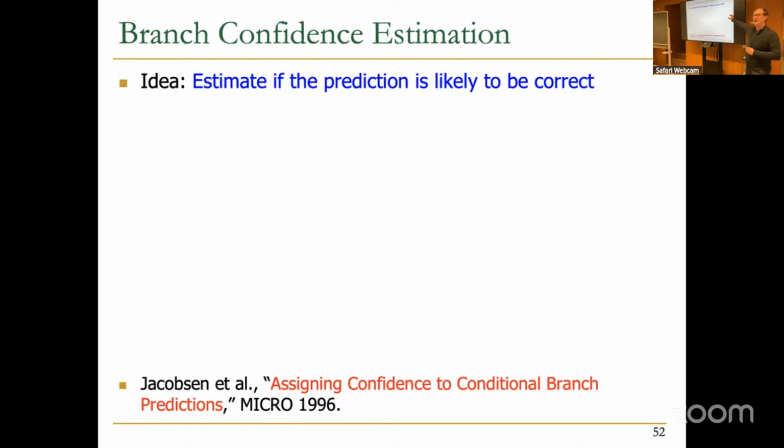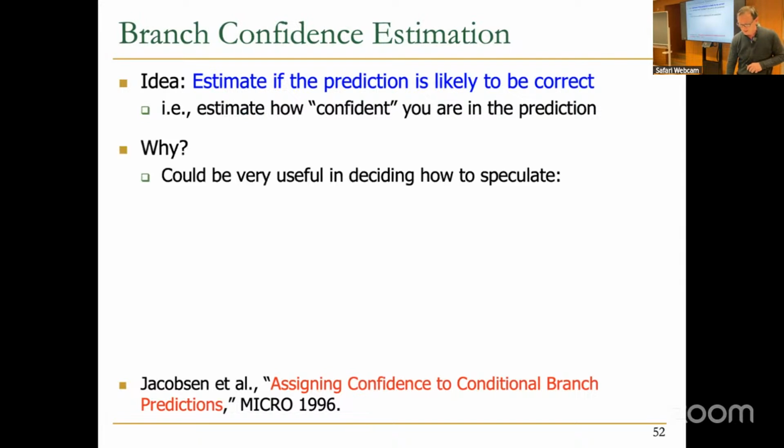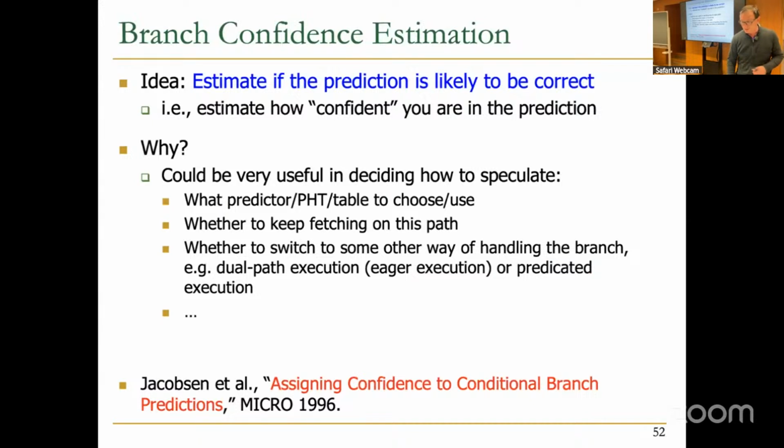I will cover a comparatively very easy concept. The idea is branch confidence estimation. So we've been talking about hard to predict branches. One way of estimating this is using confidence. This is an idea that was developed in the 1990s also. The idea is to estimate if the prediction is likely to be correct, how confident the predictor is in the prediction. Why? Because this could be very useful in deciding how to speculate, what predictor to use, whether you want to keep fetching on this path, whether you want to switch to some other way of handling the branch, like eager execution or predicate execution, many other things basically.